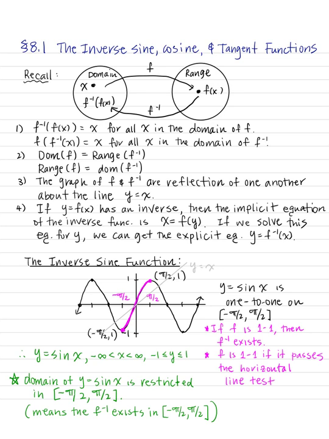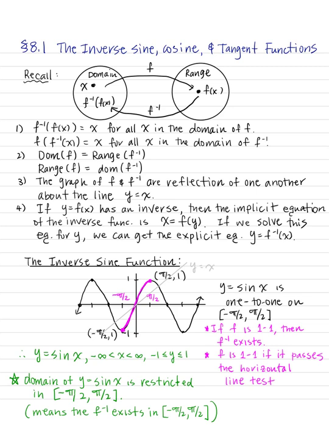Let's just review a little bit. Recall the domain and the range: f goes from the domain to the range, and f inverse will go the other way around. The property was f inverse of f of x equals x for all x in the domain of f, and f of f inverse of x equals x for all x in the domain of f inverse. If you look at the picture, the domain of f is the range of f inverse, and the range of f is the same thing as the domain of f inverse.